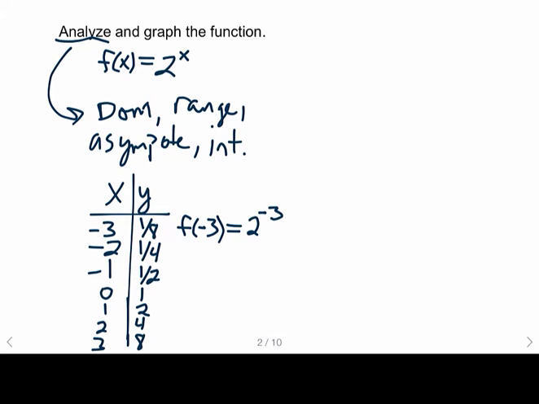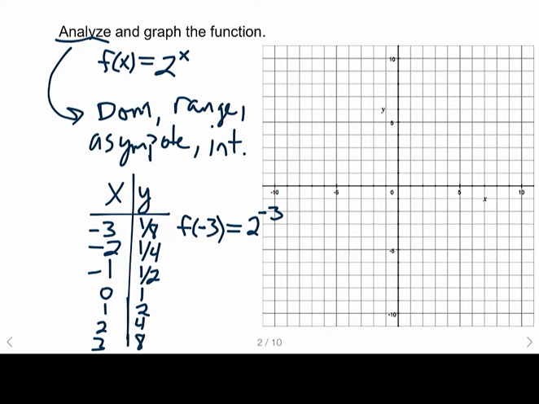Now let's get a set of axes, and we'll see what we can do about plotting some of these points. 0, 1 seems like a good one to look at. And then, 2, 4. We had 1, 2. And 3, 8. And then we had -1, 1/2. -2, 1/4. -3, 1/8. That's getting really, really small, but I think this is a good indicator. And we're going to trace this out into a nice smooth curve. And there we are. We have a graph that sweeps up to the right.